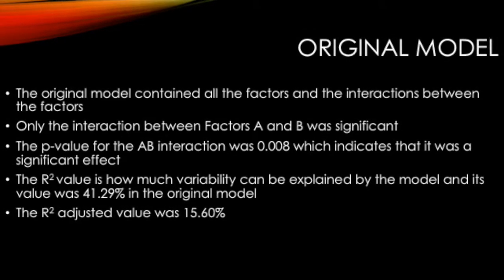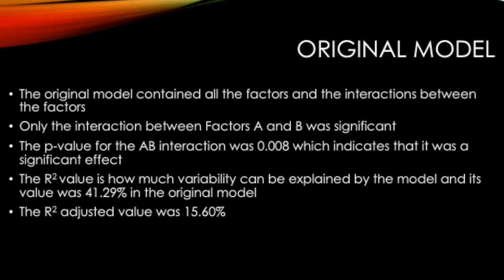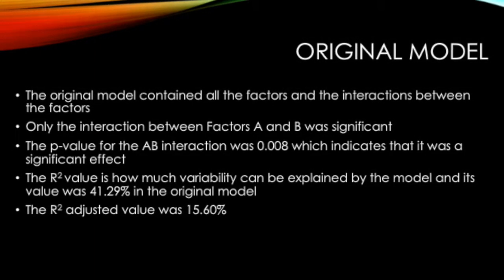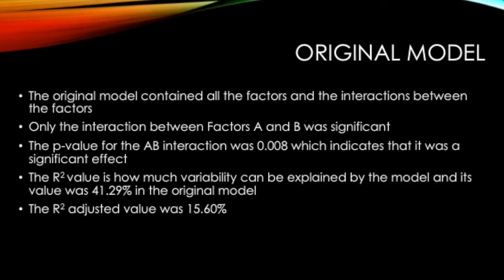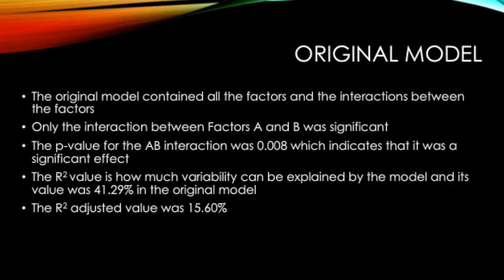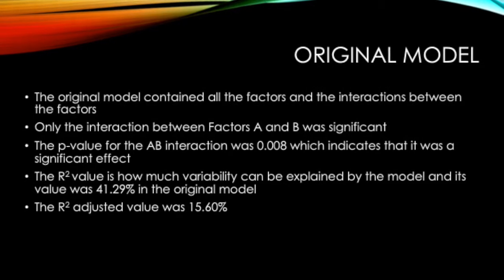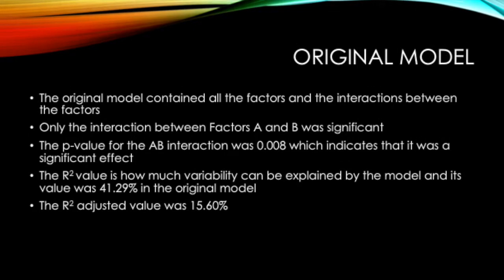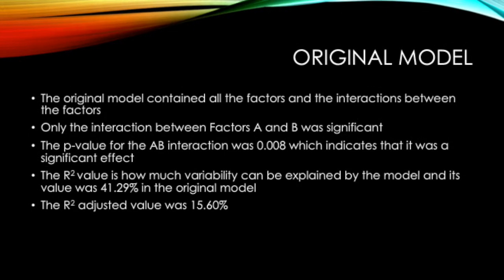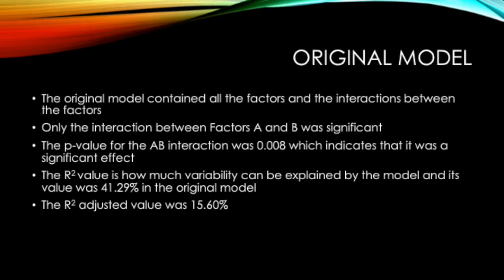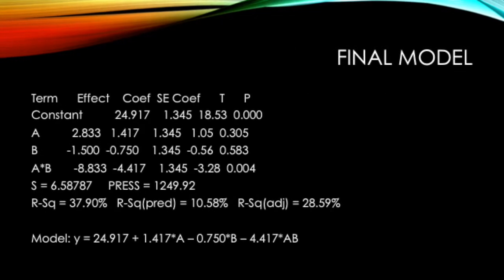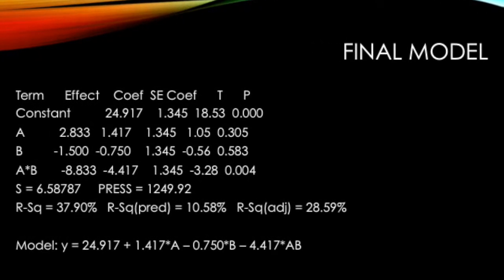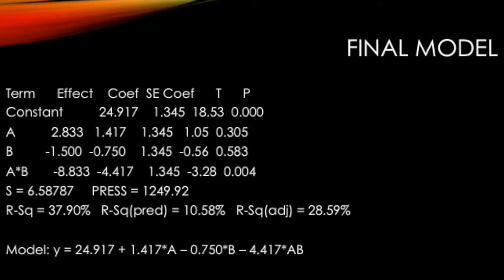We found that only the interaction between factors A and B was significant. The p-value for the AB interaction was 0.008, which indicates that it was a significant effect. The R-squared value is how much variability can be explained by the model, and its value was 41.29% in the original model. The R-squared adjusted value was 15.60%. We decided to remove all interactions besides the AB interaction from the model, and we removed factor C because its p-value was 0.866.